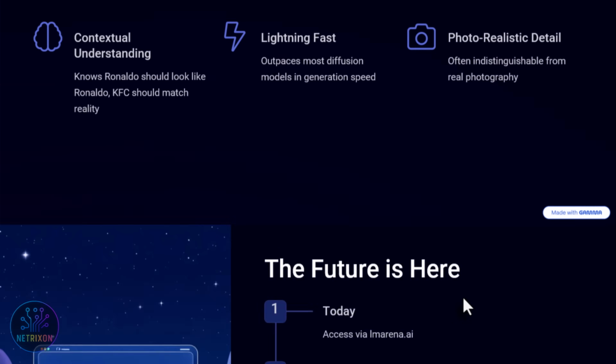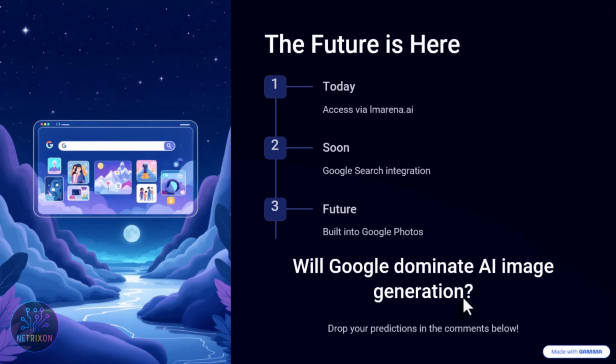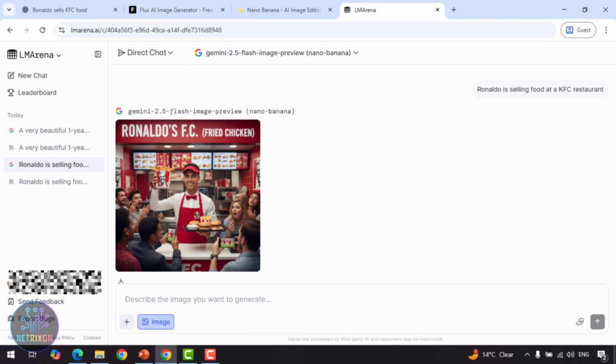So what does the future look like? Google plans to integrate Gemini 2.5 into its ecosystem. That means soon you might be able to generate images directly from Google Search or even in Google Photos. Imagine typing in Google, "Show me a picture of Ronaldo working at KFC," and instantly getting a realistic AI-generated image. This shows how close we are to a world where AI image generation is built into everyday tools.